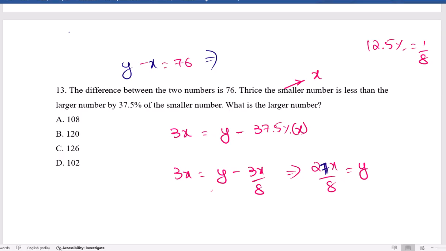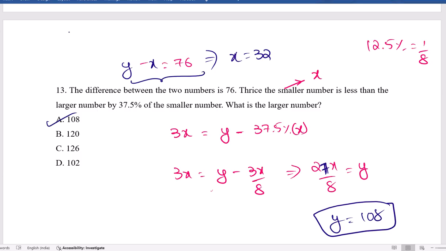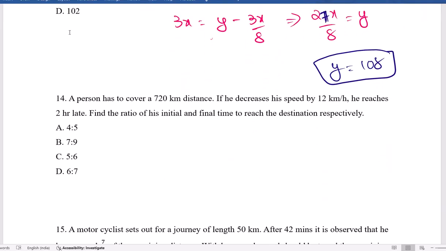27 minus 8 is 19. 19x divided by 8 is 76. 4 into 8, 32. X value will be 32, Y value will be 108. Difference is fine. Okay, I have to take larger number minus smaller number. Difference should be always positive. Now X value 32, Y value larger number, Y value 108.